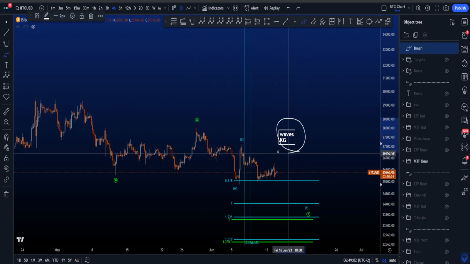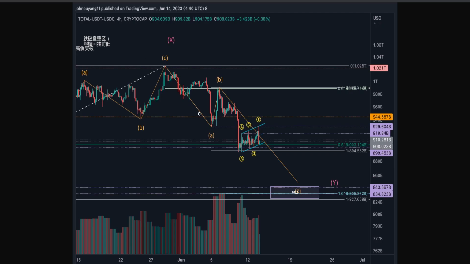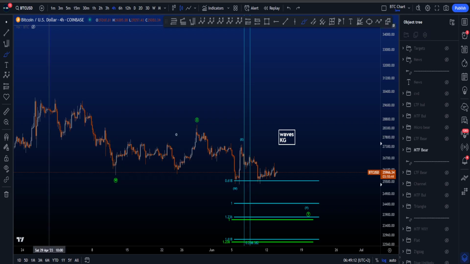Now, waves and KG, we're talking about this scenario in the group, which is the reason I like to cover it as well. This is the chart of waves that he posted in the group and this is the chart of KG that he posted in the group, so you can stop the video and check these out.